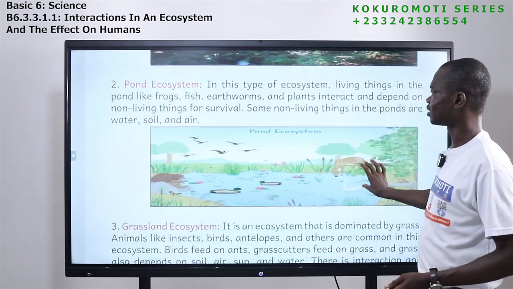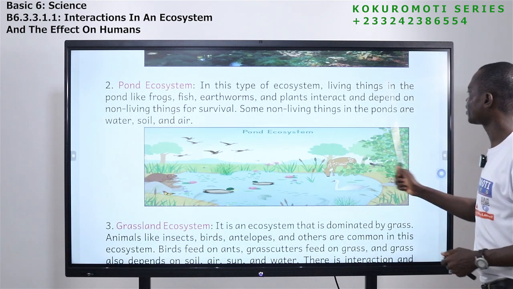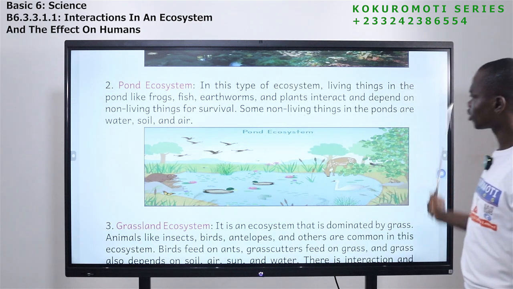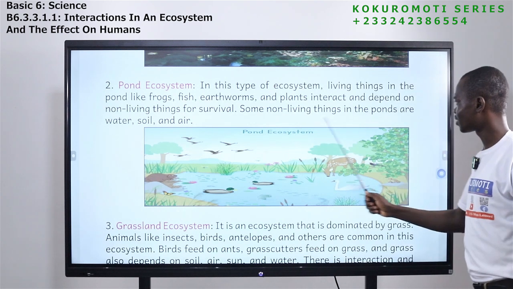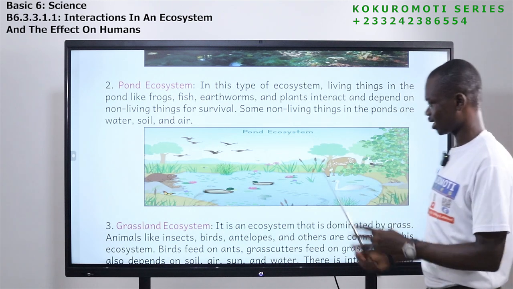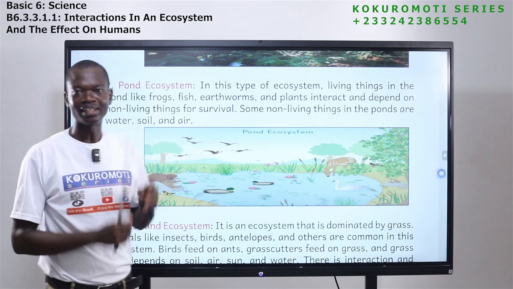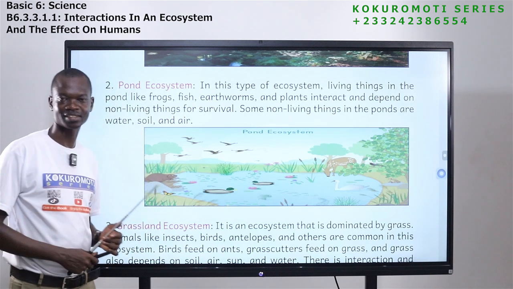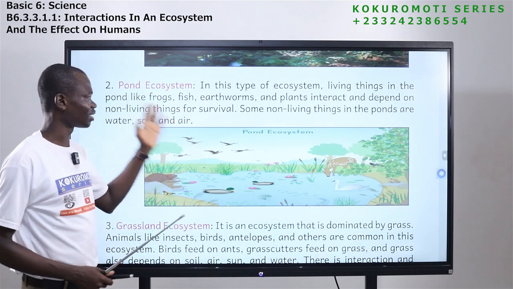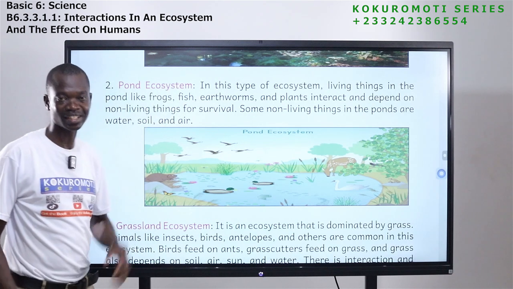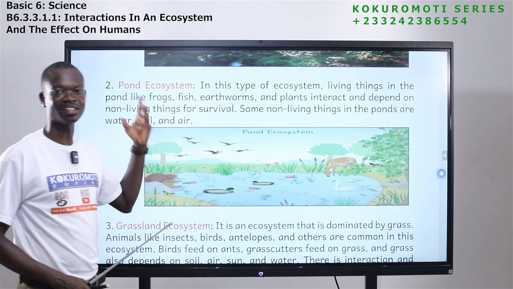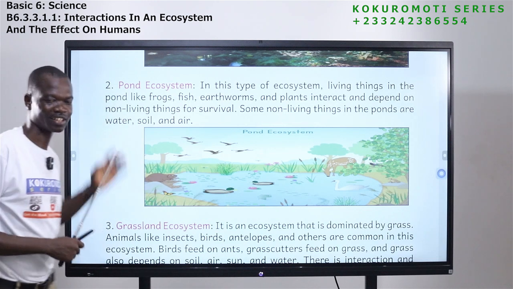Okay, so let's look at the interaction here. In this type of ecosystem, living things in the pond like frogs, fish, earthworms, and plants interact and depend on non-living things for survival. Some non-living things in the pond are water, soil, and air. They are there to be used by the living things. The living things, we are talking about animals, we are talking about plants, and some of the animals, we have fish, we have frogs, we have earthworms. They are all in the pond, and they need water, they need the soil, they need air. So they depend on them for survival.